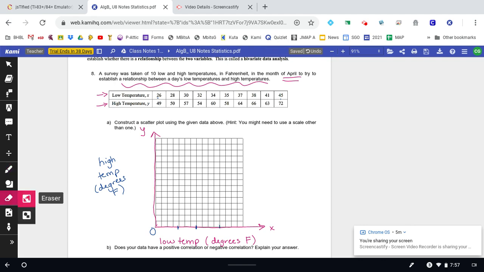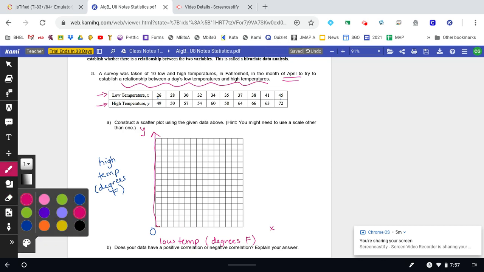oh, that's not going to work. All right, just trying to get an appropriate scale. Sometimes it takes a little while to figure out what that scale is going to be. And it says you might going to use a scale other than 1. I guess we know that. All right, so let's do 5. Let's do 10, 20, 30, 40, 50. And for the high temperatures, 10, 20, 30, 40, 50, 60, 70.